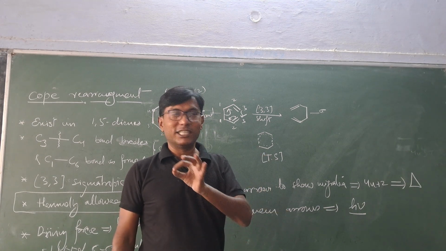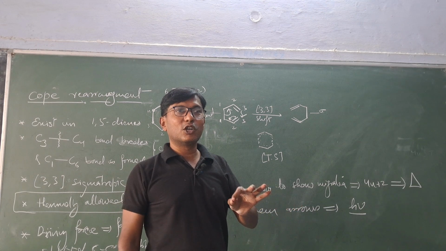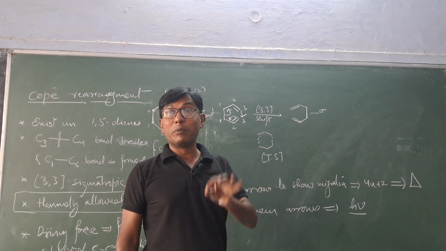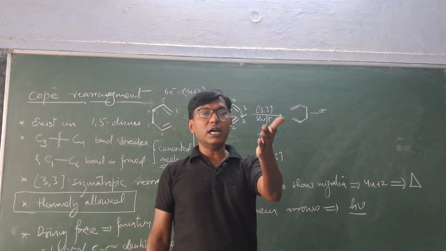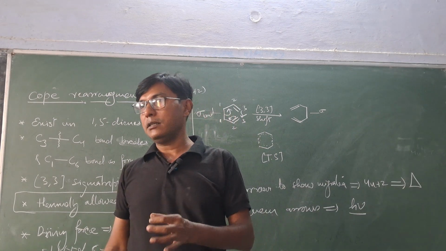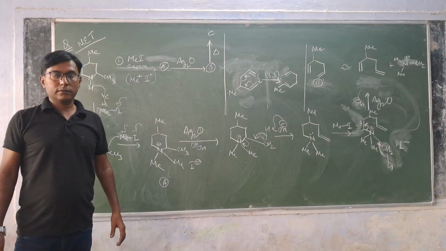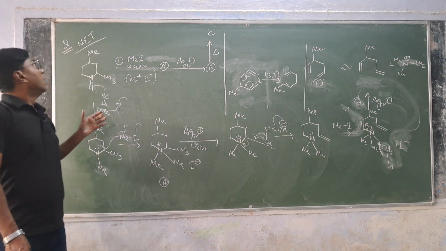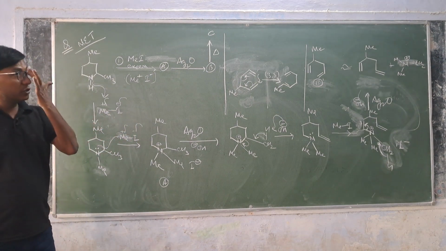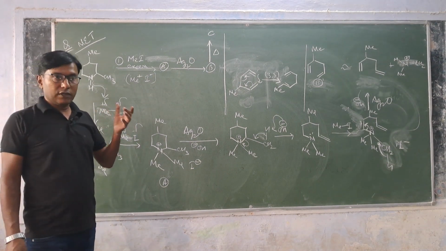This is not a rule. This is not a selection rule. This is not a proper explanation for the selection rule, but it's a trick. It will give you the exact answer to predict the stability. Let's apply the concept of 3,3 sigmatropic shift in one of the questions.